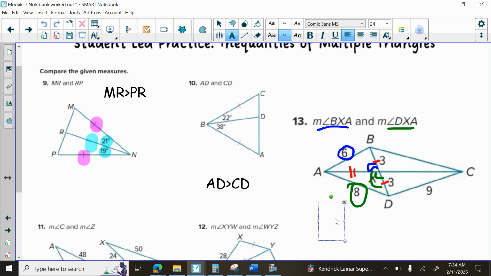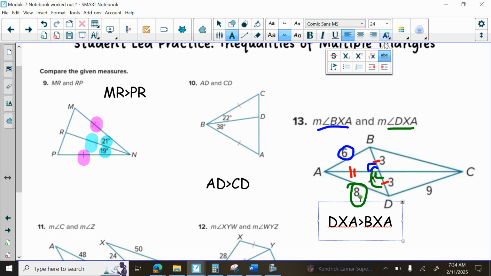Awesome. What angle is larger? Raise your hand. Come on, someone else. Raise your hand. What angle is larger? Yeah, DXA. Because 8 is larger than 6, that means that angle is larger. So we'd say angle DXA is larger than angle BXA. And you have to write the angle symbol.